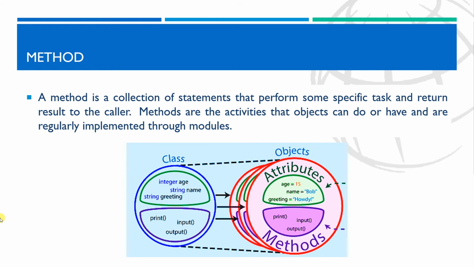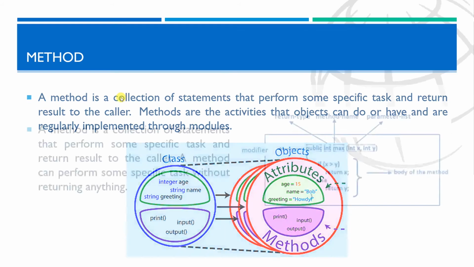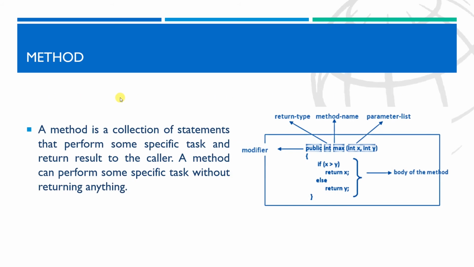Consider the previous example that defines the features and actions of a student. Besides the attributes of the student, it is important to mention that the actions carried out by each student must also be included in the design of the corresponding class. That is, the class must also have the definition of the methods, such as reading and investigating. A method is a collection of statements that perform some specific task and return a result to the caller. A method can also perform some specific task without returning anything.